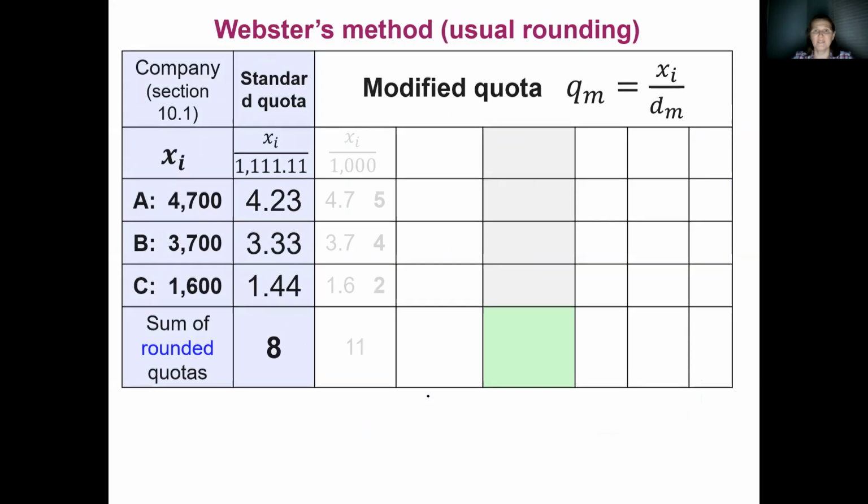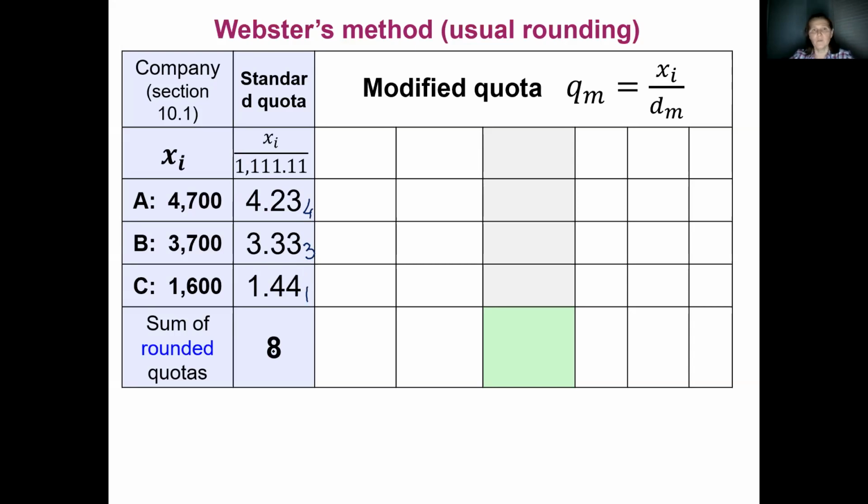And the third method, the Webster method, we use usual rounding. So first we start with the standard quota. The standard quota for A is 4.3. We round it to 4. 3.3 is rounded to 3, and 1.44 is rounded to 1. So the total is 8.